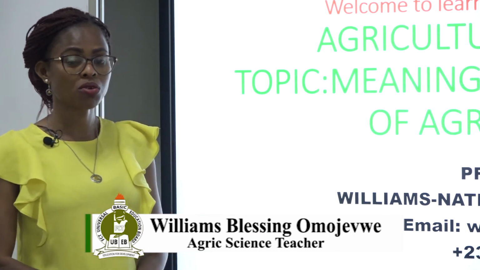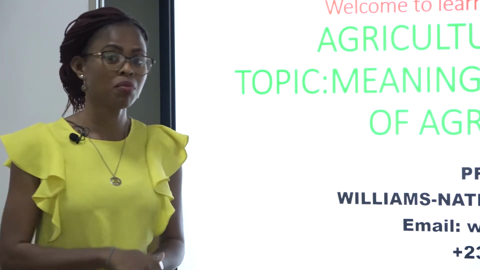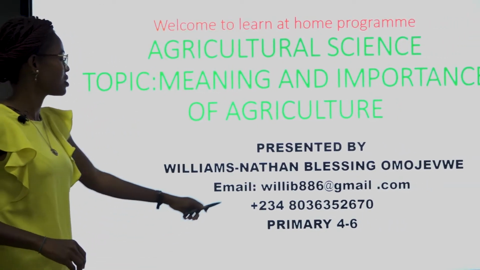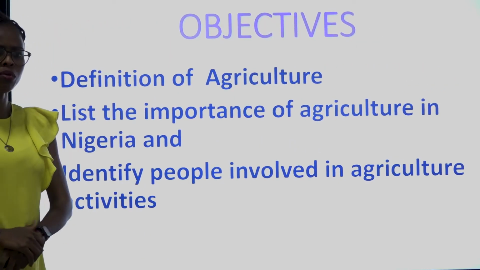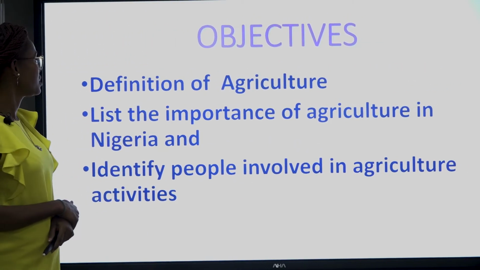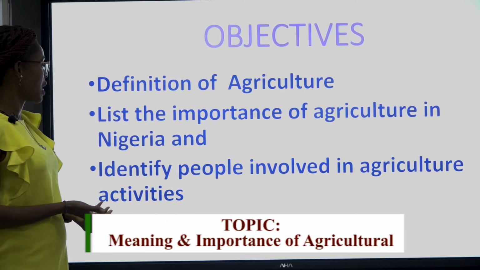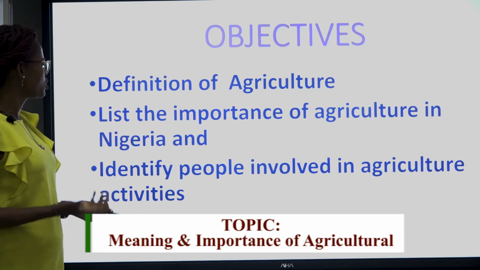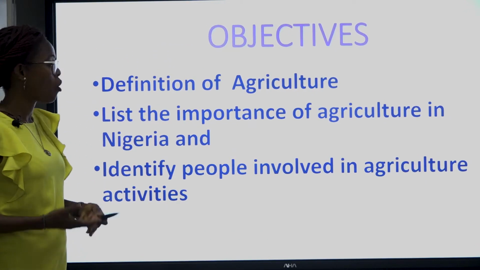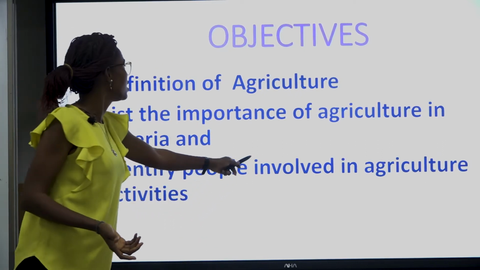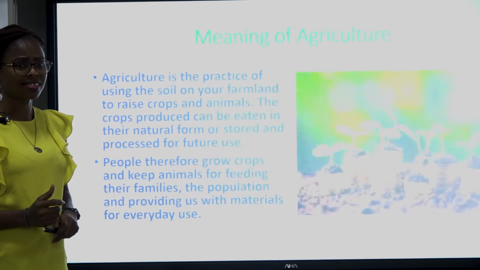I'm going to be an agricultural science teacher for today. We are going to be talking on the topic, meaning and importance of agricultural science. What are we going to be looking at? We are going to be looking at the definition of agricultural science, the meaning and importance of agriculture, and also who are the people that are involved in agricultural science or in agricultural activities. Now, what is agricultural science?